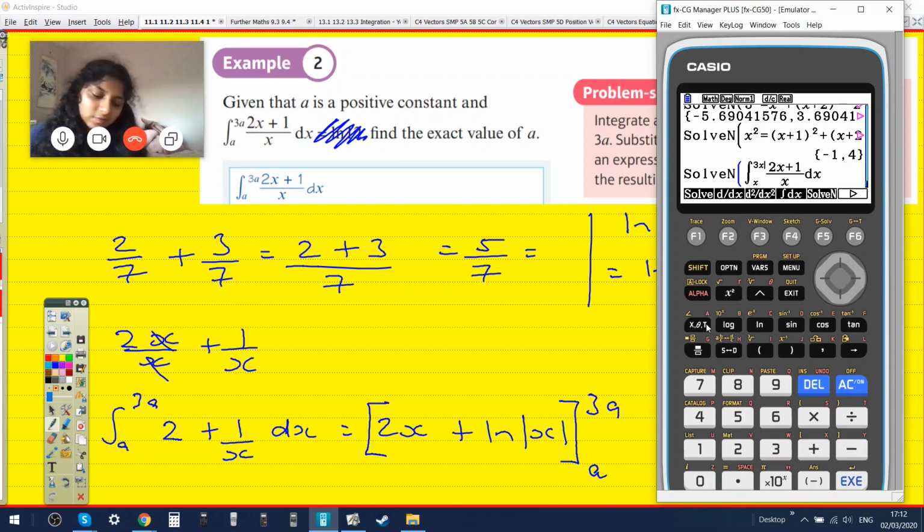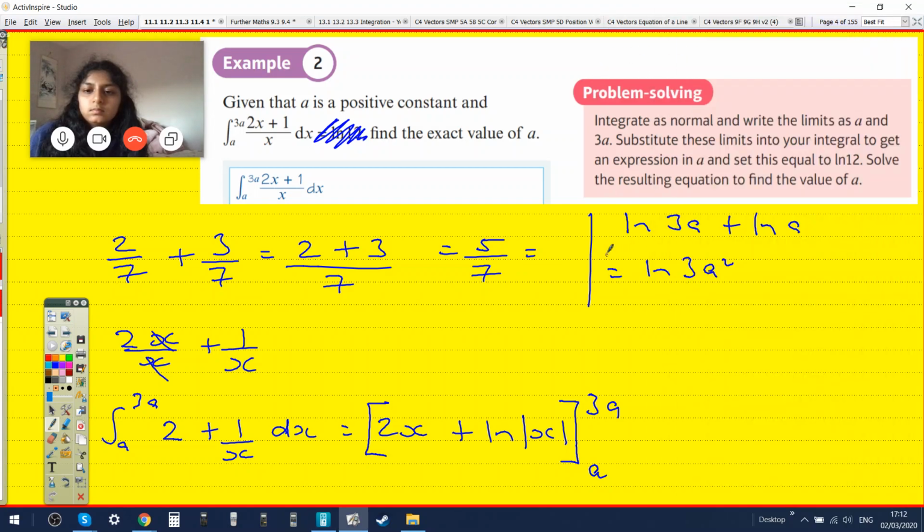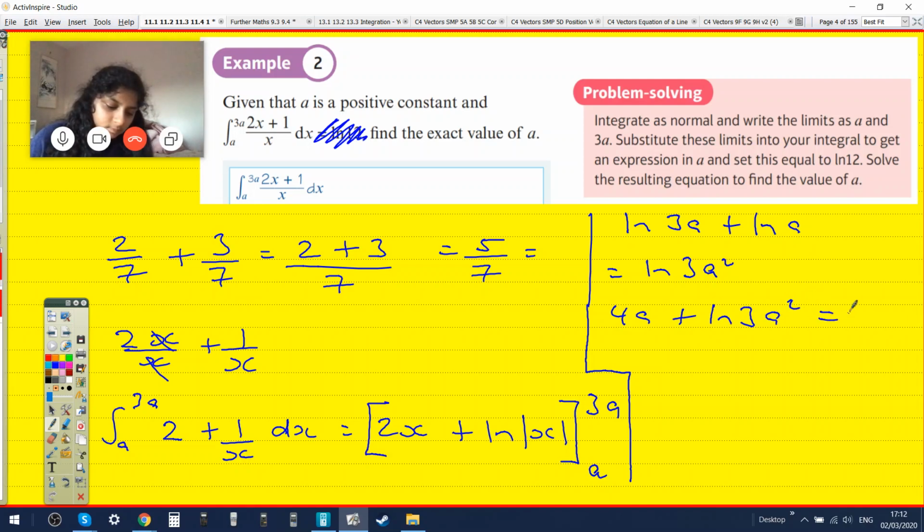I'm not sure how to solve it. Okay. Let me just see if my wacky method works. Ln 12. Probably won't. I have a theory as to why it won't. So it gave me a decimal. I might have to use a different calculator. What did you get? So I got the integral as 4a plus ln 3a squared. But I'm not sure if that's right. 3a squared. And that's equal to ln 12?